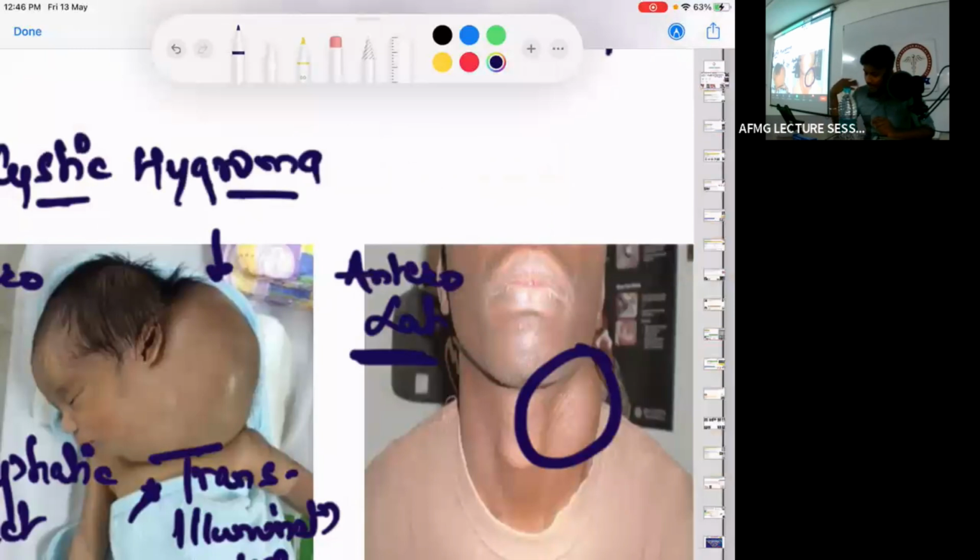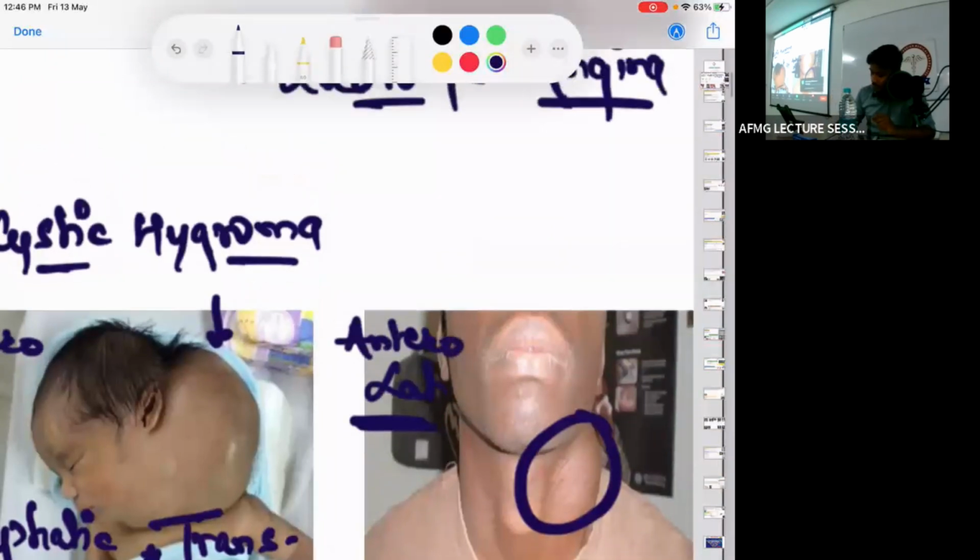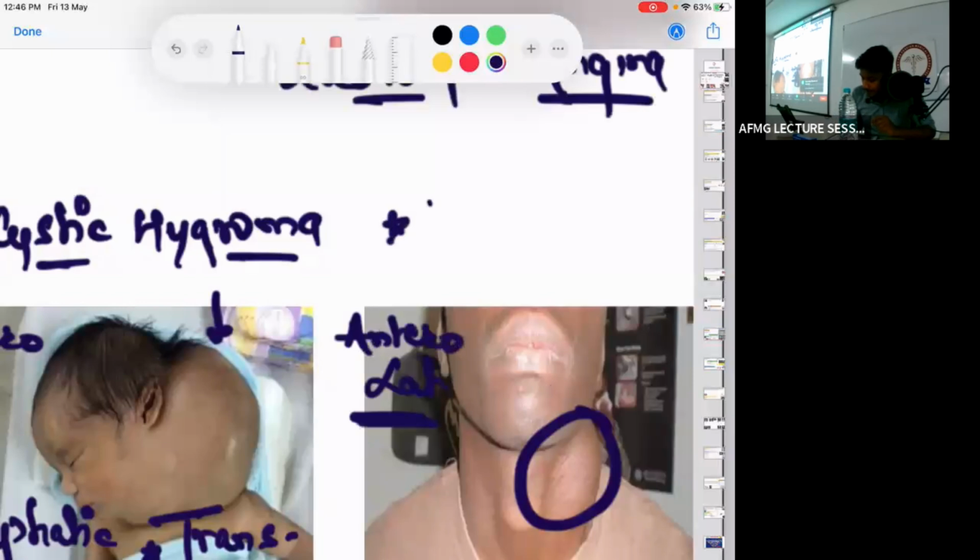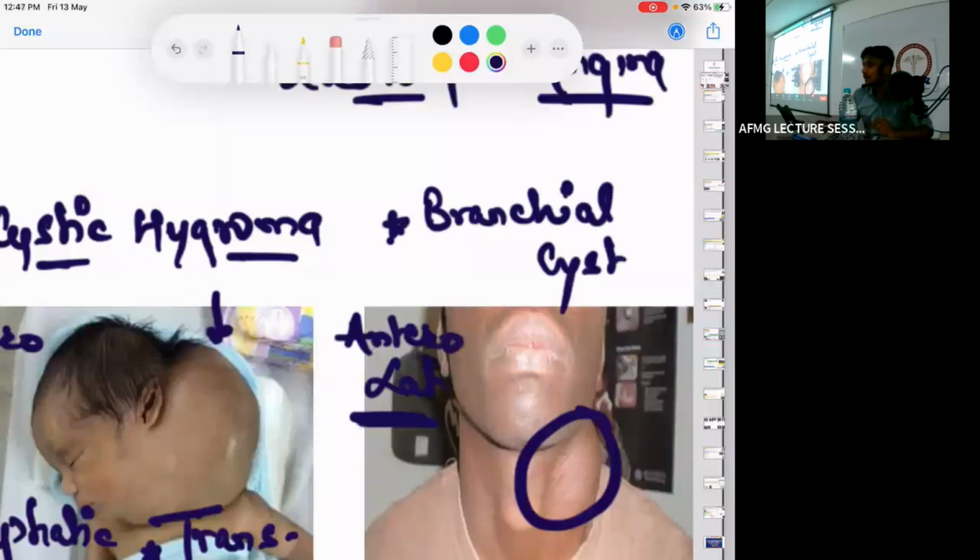So anterolateral neck swelling की अगर मैं बात करूं, then it is usually a what? Branchial cyst. Branchial cyst is due to patency of the pharyngeal pouch. The pharyngeal pouch, that is second and sixth pharyngeal pouch, they are connected and they form the cervical sinus.